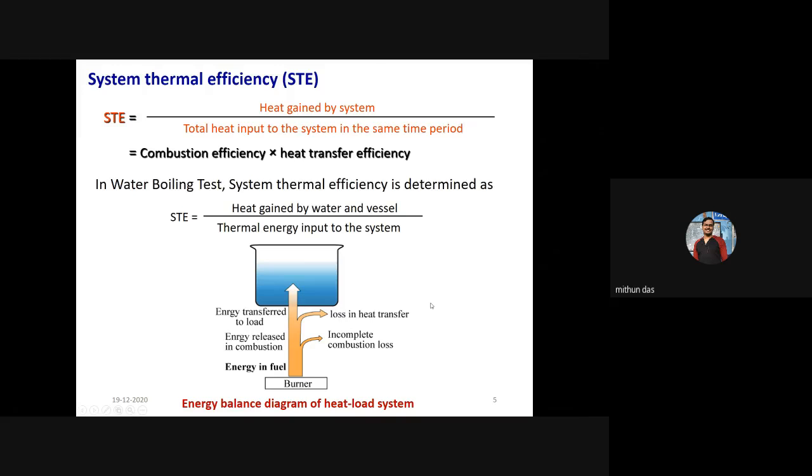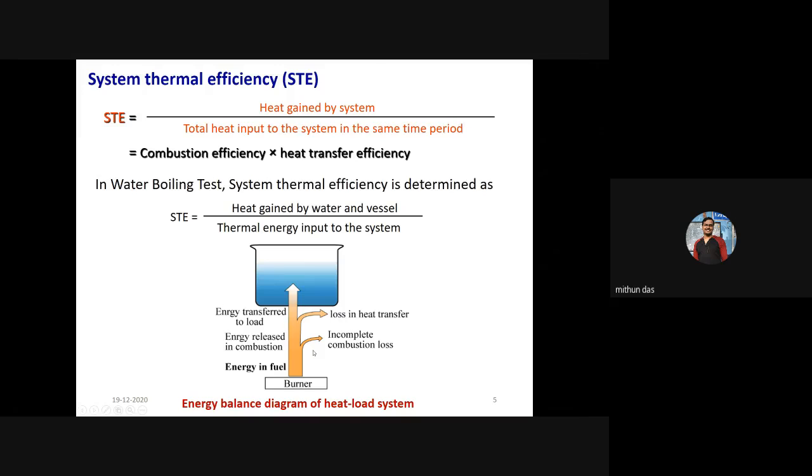In this study, we try to find the most effective surface to improve thermal efficiency. In the earlier slides, I talked about thermal performance. What is the system thermal efficiency? It is defined as the heat gained by the system divided by the total heat input to the system in the same time period, which equals the combustion efficiency times the thermal efficiency.